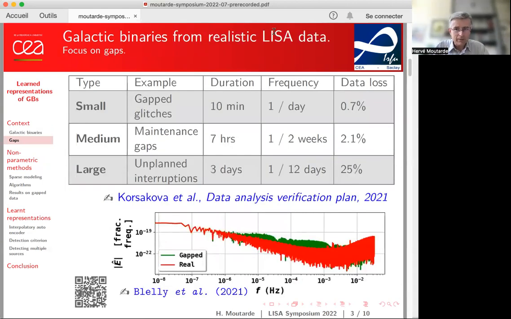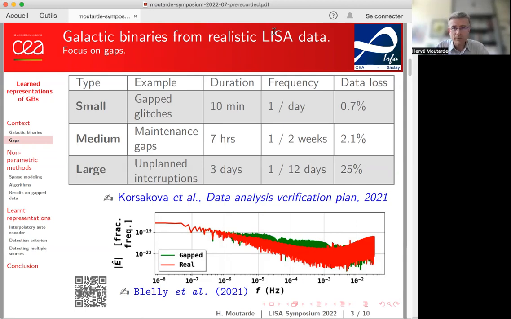So let's have a bit more information in terms of gaps. In LISA, we expect three types of gaps, which we call here small, medium, and large, and basically their durations range from minutes to days. And overall, the LISA duty cycle is expected to be 75%.